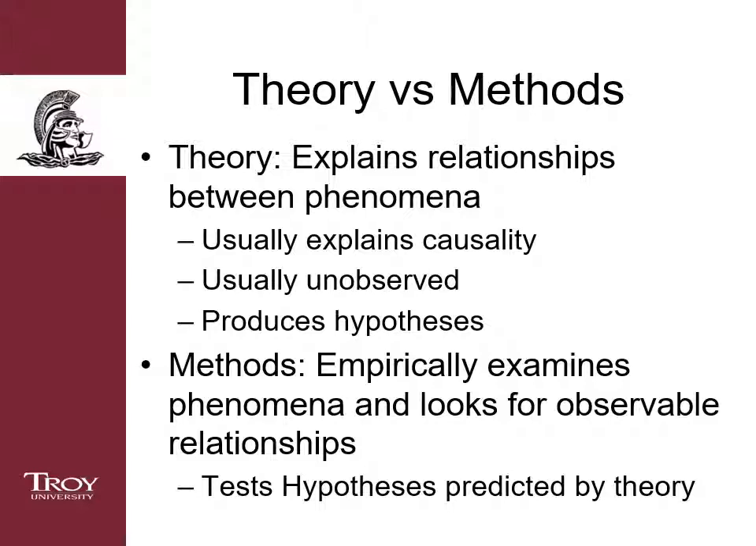And so that's the role of theory in a positivist scientific method: to produce these hypotheses. Then comes methods. Well, what's methods' thing? Well, methods examines phenomena and looks for observable relationships. This is what it does. It observes, it looks for relationships. That's what statistics does, finds correlations or patterns in data. But in terms of the scientific method, the important function of methods is to test the hypotheses predicted by the theory. They put theories to the test, finding more or less support for them.